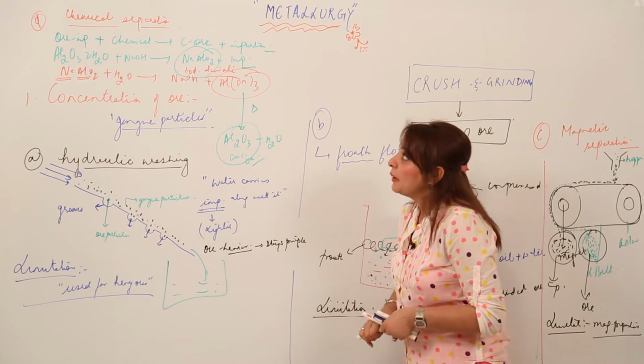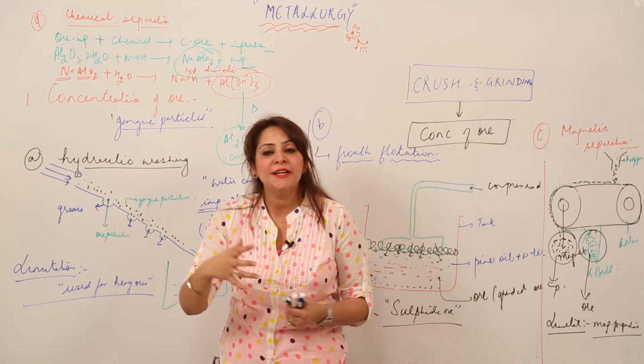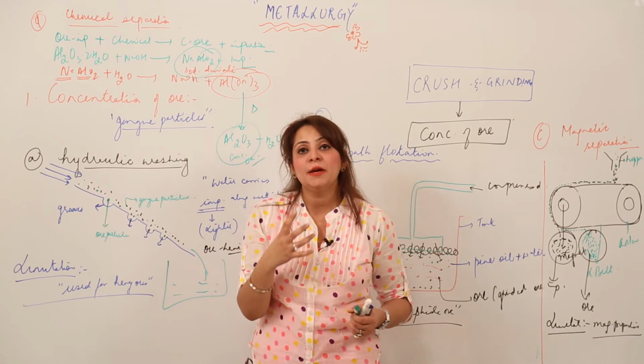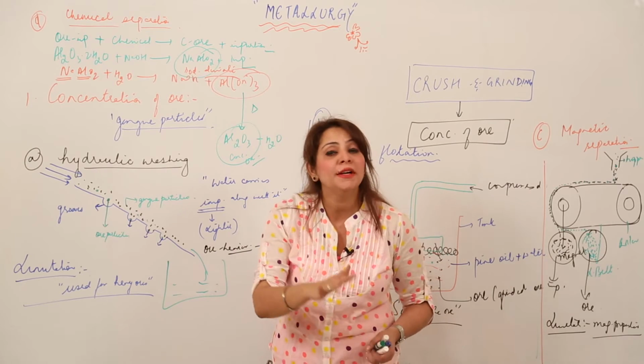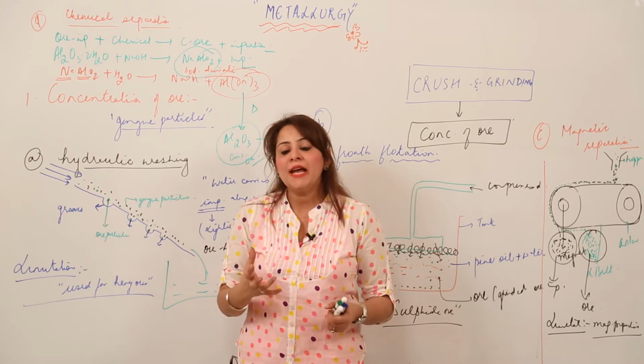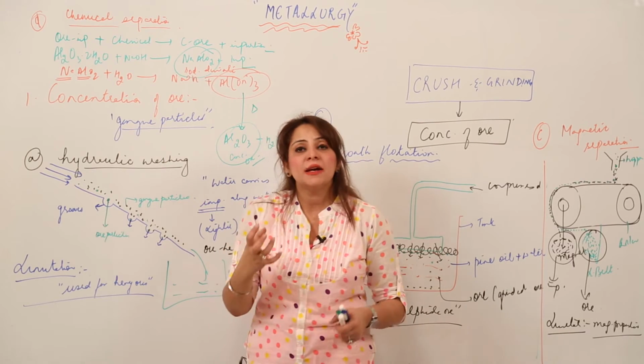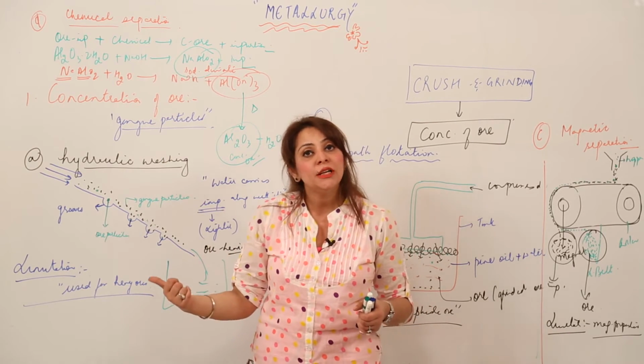So that means by the help of chemical separation, or by choosing a certain kind of chemical, and the criteria for choosing that chemical is that it should react with the ore but not with the impurities. So when we add the chemical to the impure ore, it combines with the ore but it doesn't combine with the impurities.